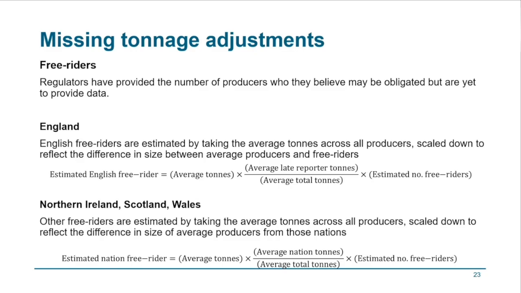it between English free riders and the other 3 nations across the UK. For English free riders, we take the average tons across all producers in the UK, and we scale that down to represent the fact that mostly producers who report late report much less packaging than those who report on time. So that really scales down our estimation of those missing tons. And we multiply that by the estimated number of free riders that we believe are out there, and those numbers come from work that we do with the regulators.